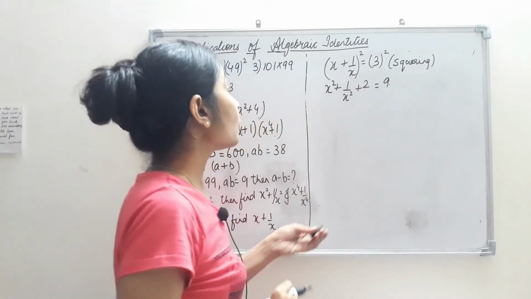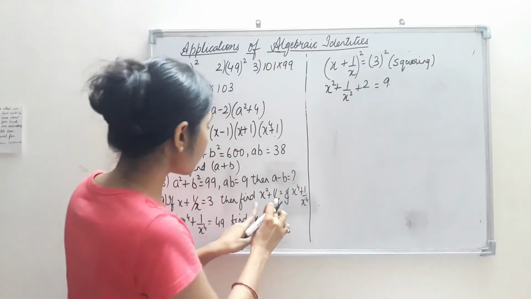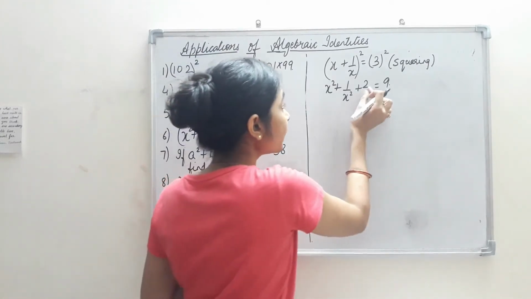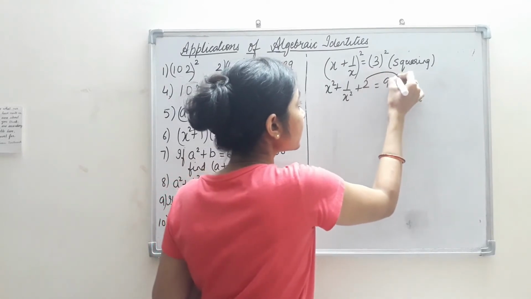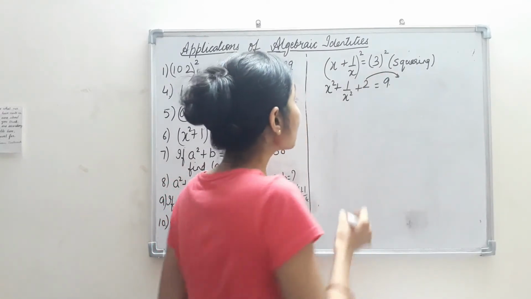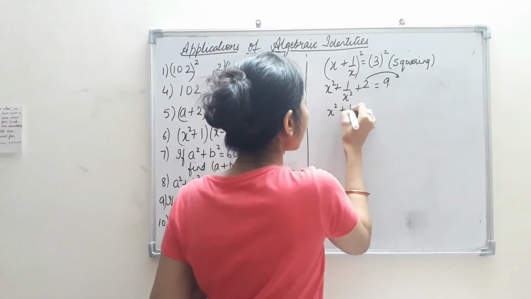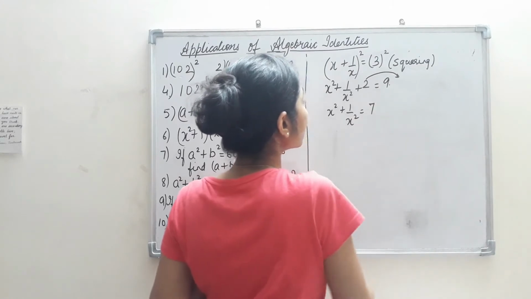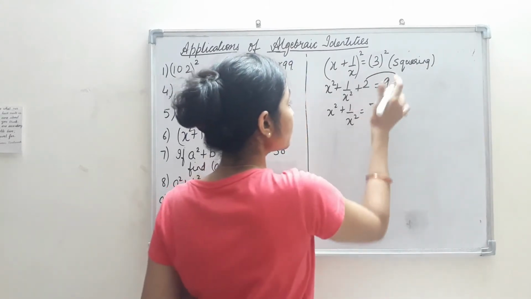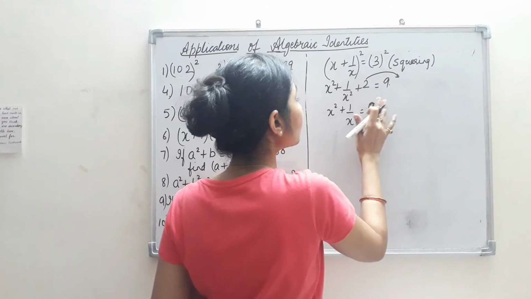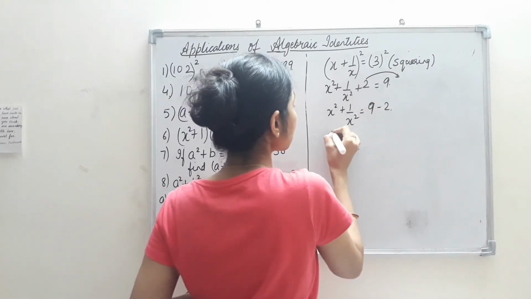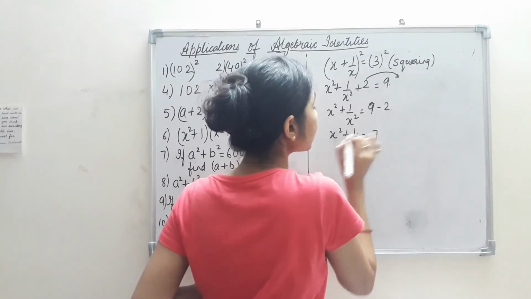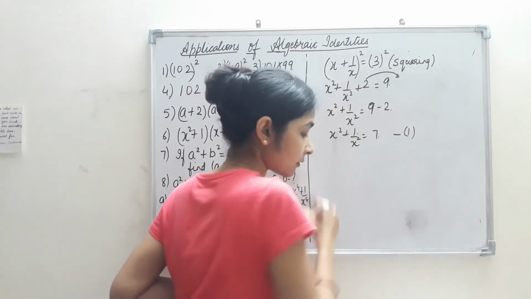Now we need to find out the value of only x square plus 1 upon x square. So this 2 we do not want, so we will take this 2 to the other side. So x square plus 1 upon x square is equal to 9 minus 2, and that is equal to 7. That means x square plus 1 upon x square is equal to 7. This is our first answer that we got.